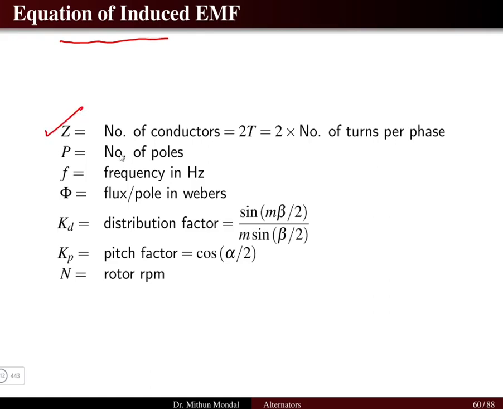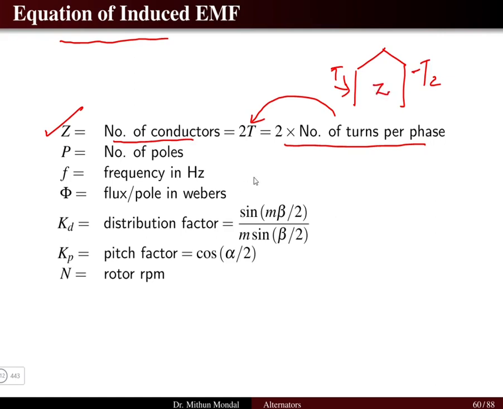Z indicates the number of conductors. The number of conductors will be twice the number of turns per phase, where the number of turns per phase is denoted by T. Since two conductors make one turn, this is turn 1 and this is turn 2. So twice the number of turns will give you the number of conductors Z present in the machine.